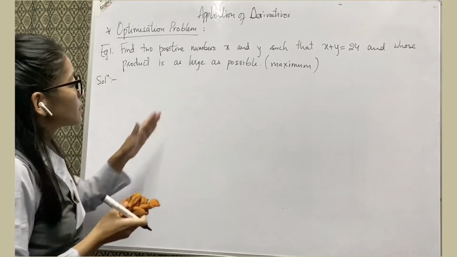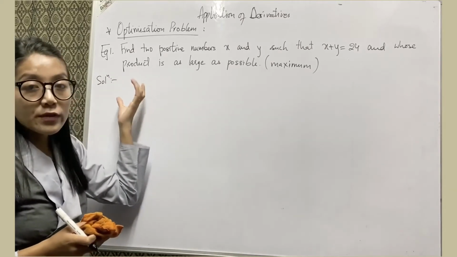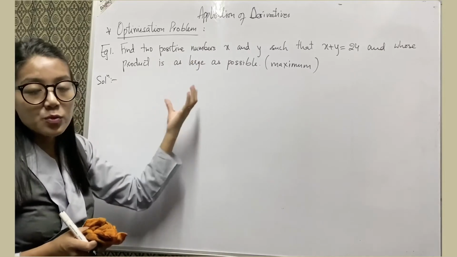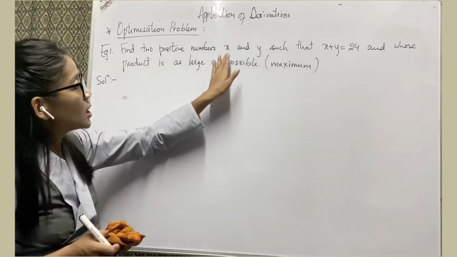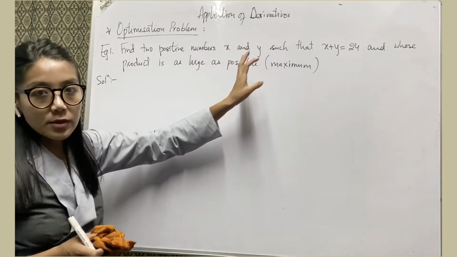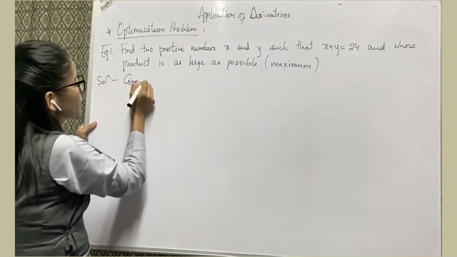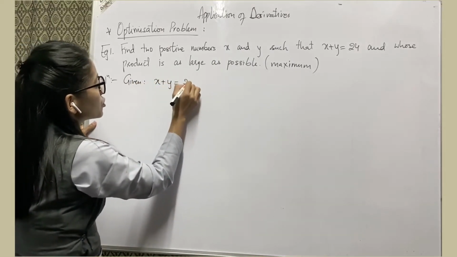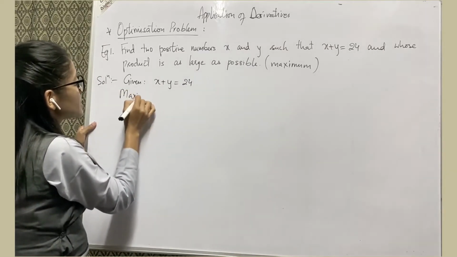So first of all, we need to define the variables which we are going to use in the solution. But since in this question the variables are already given, what is given is x plus y is equal to 24. This is given. What is to be maximized?